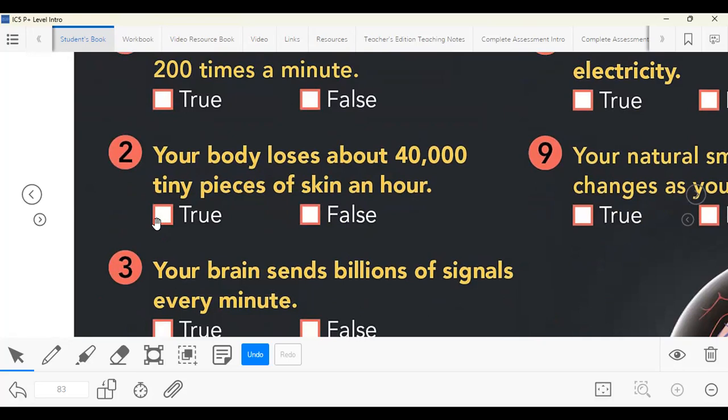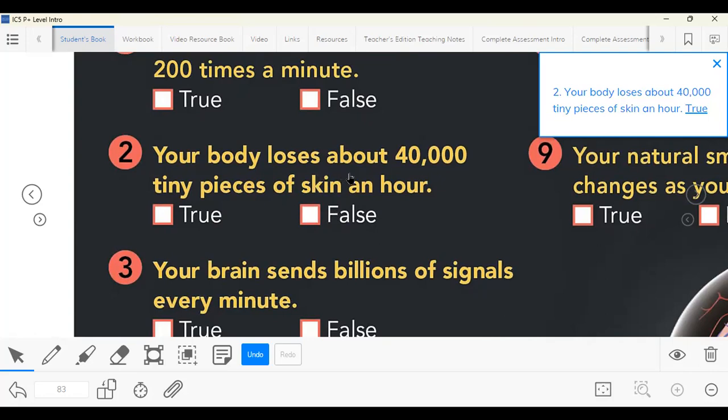Your body loses about 40,000 teeny pieces of skin an hour. Tiny, like the Tiny Toons. Do you remember the cartoons? Tiny pieces of skin an hour. False. It's true. Your body loses about 40,000 tiny pieces of skin an hour. What does tiny mean, teacher? Tiny pieces, little pieces. Very, very little, like the Tiny Toons. You remember those cartoons were little? Okay, so tiny.